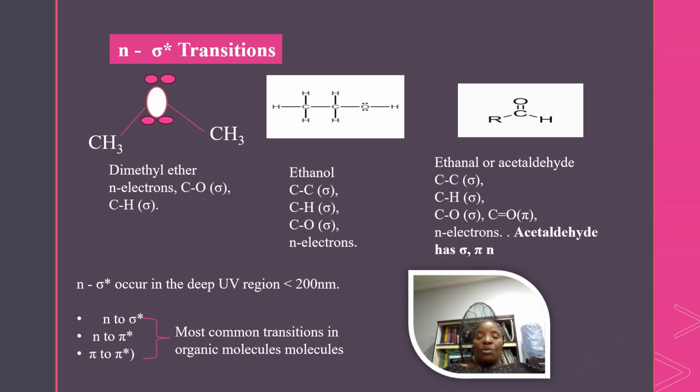And then we also have acetaldehyde. In acetaldehyde, we have the carbon-carbon sigma bond. We have the carbon-hydrogen sigma bond. We have the carbon-oxygen sigma bond. And then we'll have the carbon-oxygen double bond, so we'll have pi electrons there. And then we'll have the n electrons. So acetaldehyde has sigma, pi, and n electrons in it.